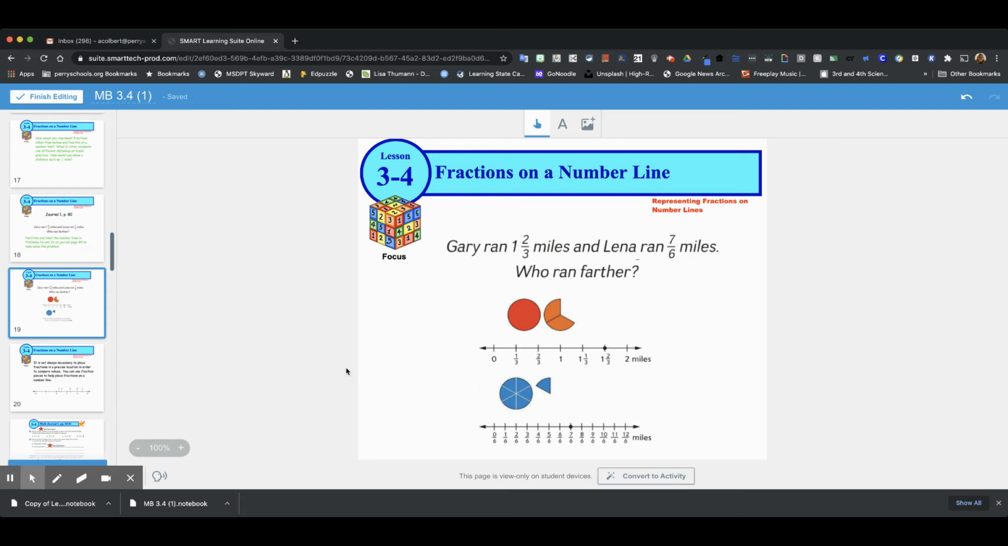Here is an example with the number lines and the fraction circles to represent the math that we just did. Here we can see that Gary ran 1 and 2/3 on the number line. And this number line down here, we actually split up into sixths. So you can see 6/6 was right here, and 12/6 is the same as 2 because 12 divided by 6 equals 2. And you can see 7/6 is right here. When we are using a number line like this, you can use a straight edge and draw a line like this to see where each person's amount went. And you can see that this one was further to the right.